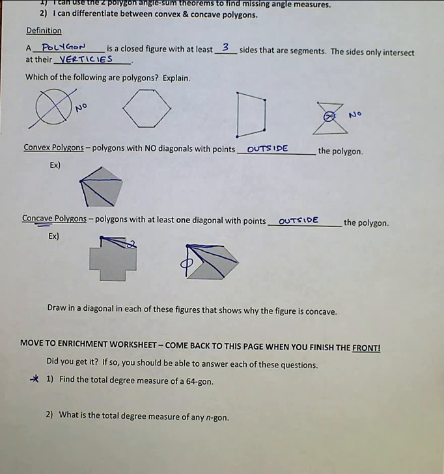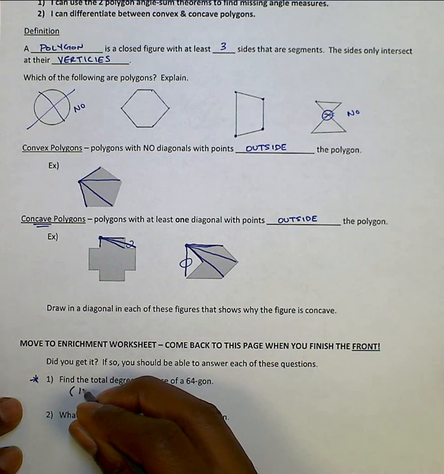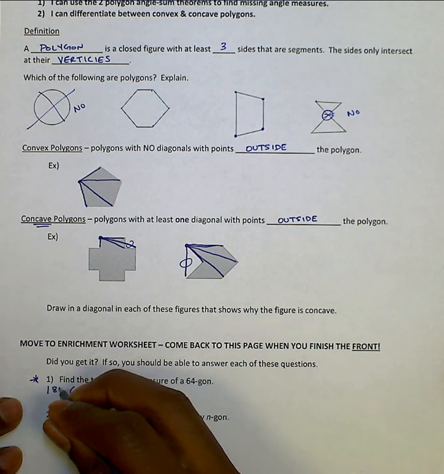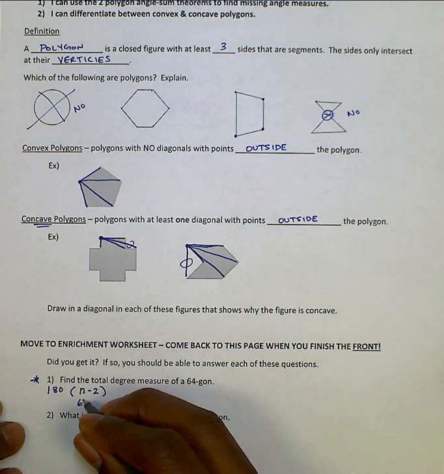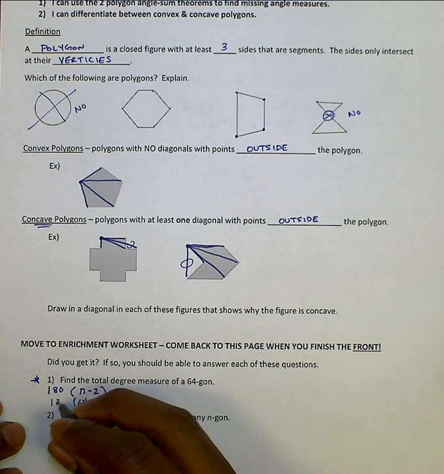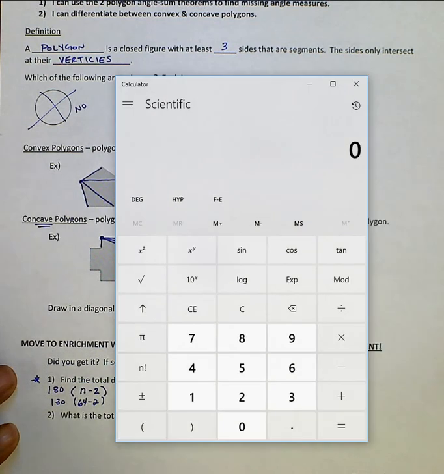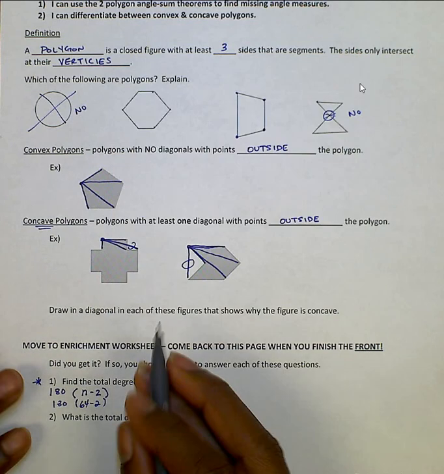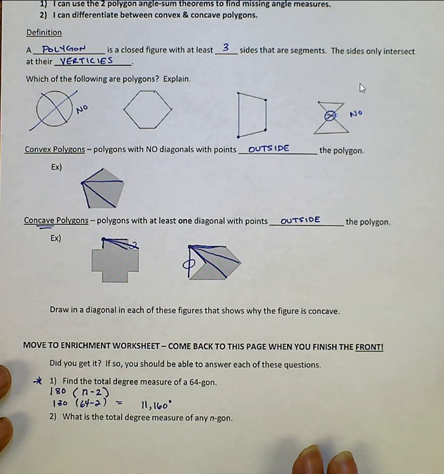Okay, so this first question says find the total degree measure of a 64-gon. Well, in our enrichment, we should have found that we can find n minus 2 times 180 to find the total sum of any polygon. Since n is the number of sides, we have 64 minus 2, which is 62. 62 times 180 is 11,160 degrees. And there we have it.